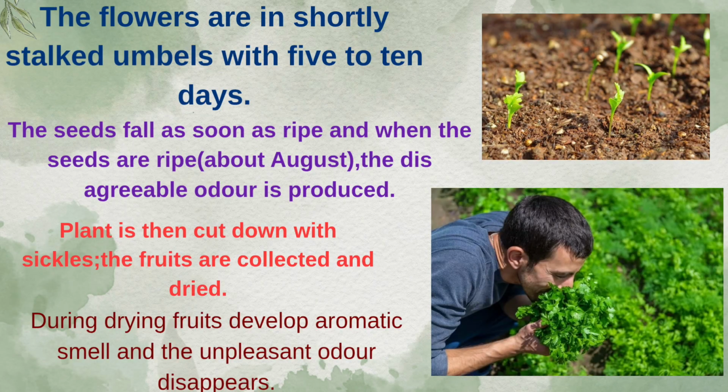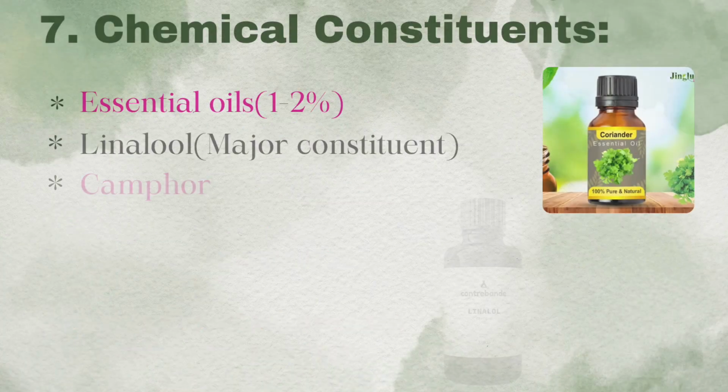Next, the flowers are in shortly stalked umbels with 5 to 10 rays. The seeds fall as soon as ripe, and when the seeds are unripe, a disagreeable odor is produced. The plant is then cut down with sickles. The fruits are collected and dried. During drying, fruits develop aromatic smell and the unpleasant odor disappears.